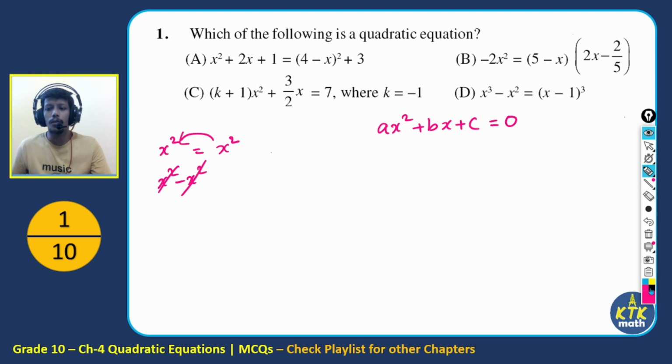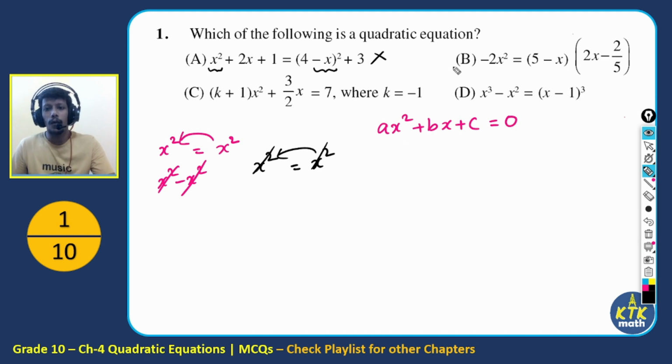The first one, just observe option A. On the left hand side you are getting x squared, you don't bother about the remaining part. On the right hand side, when you are expanding this using the a minus b whole square identity, somewhere you will get x square, right? The b square term is this x, so x square. When you are bringing this over, they will get cancelled. Therefore option A is not a quadratic equation.